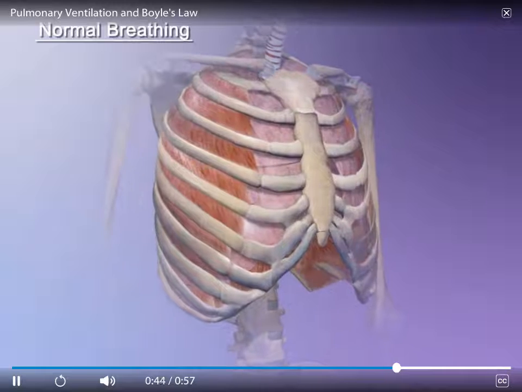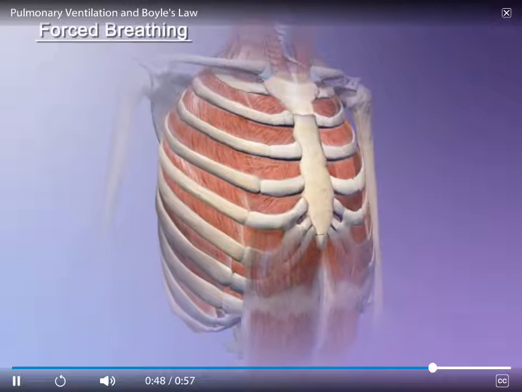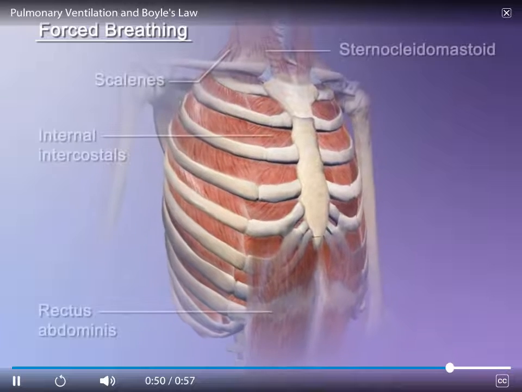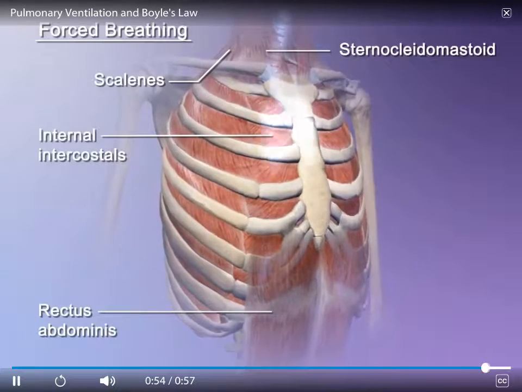The body's demand for more oxygen can change normal breathing to forced breathing. Additional muscles increase the changes in volume of the thoracic cavity so that more air can pass in and out more rapidly.